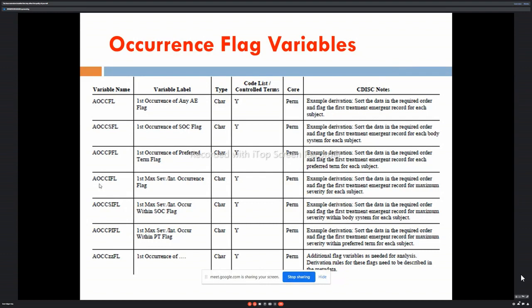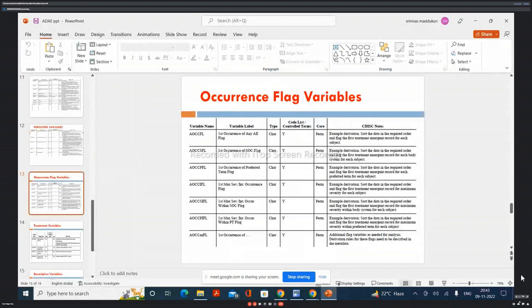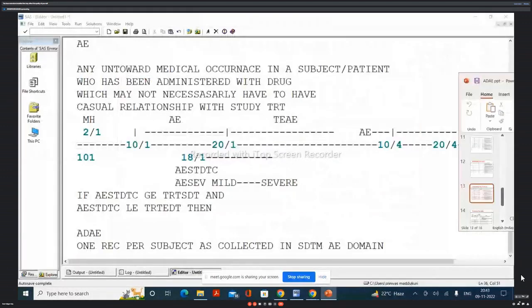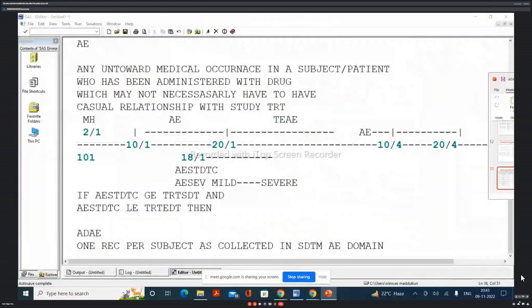Okay. Now tell me, how are we going to write it? Now, how do you know which observation, which adverse event is the first one or not? How can you tell that one? How can we tell that one?